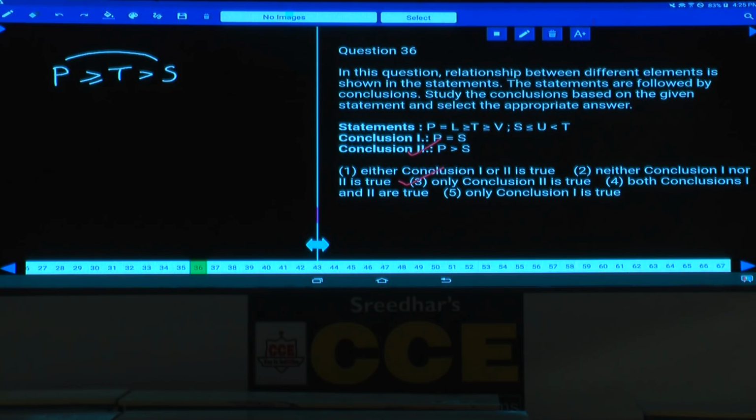Now, P greater than or equals to T, and again S lesser than T means T greater than S. Now, between P and S, only greater than is true. P greater than S definitely true, that is choice 3.